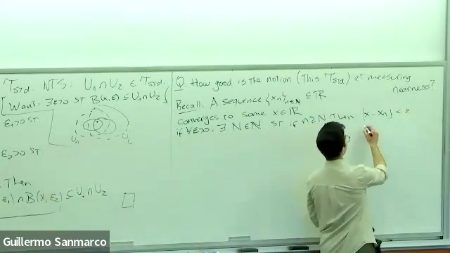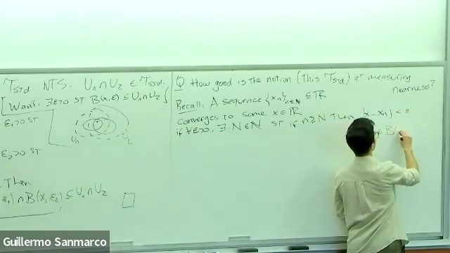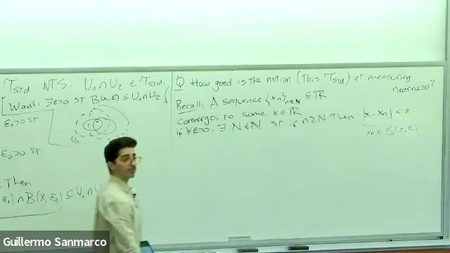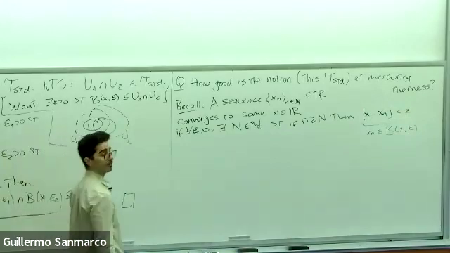And this is telling you x_n is in this ball. For each epsilon, for each ball, at some point the sequence will live there.